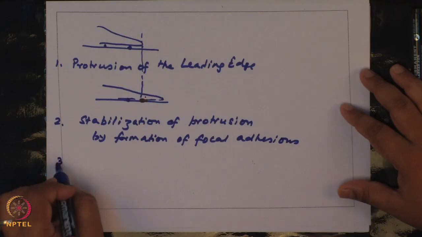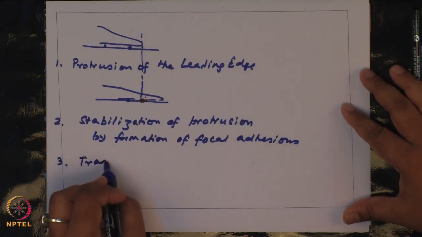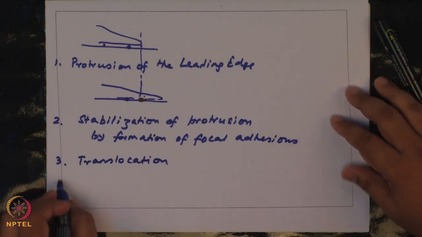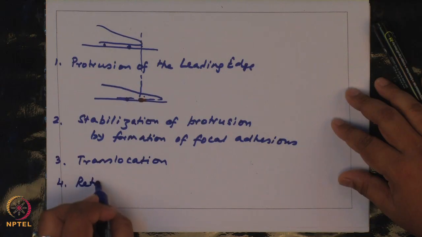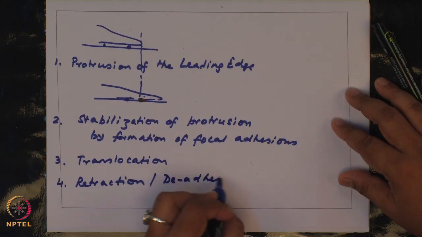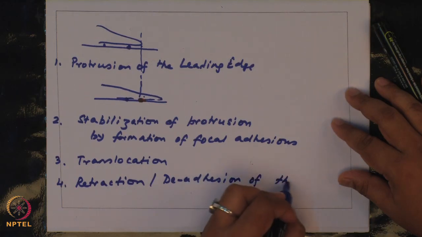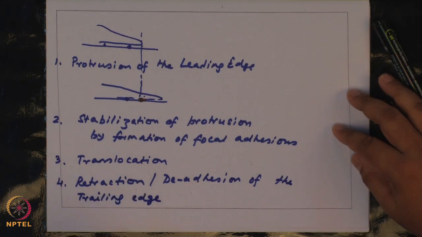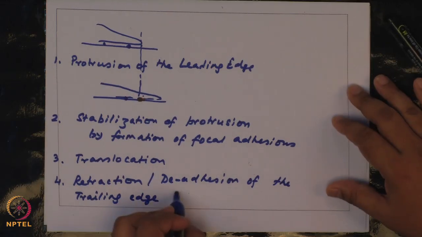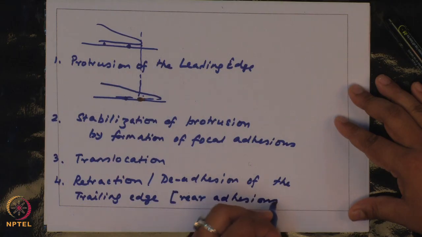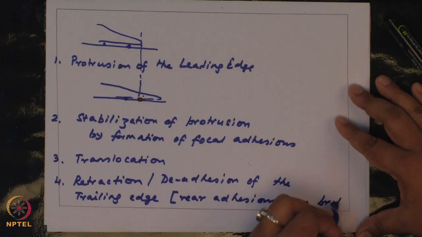As a third step, you have translocation, where the cell is pulled forward, and the last step is retraction or de-adhesion of the trailing edge, or the last portion of the cell. In this retraction, the rear adhesions are broken.